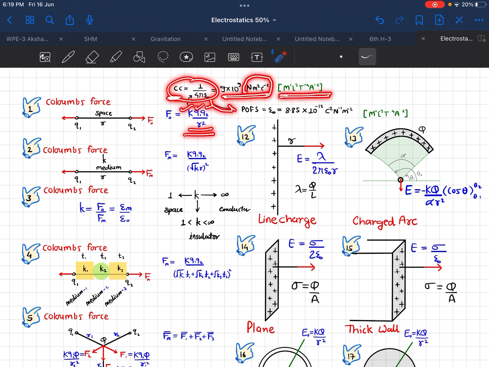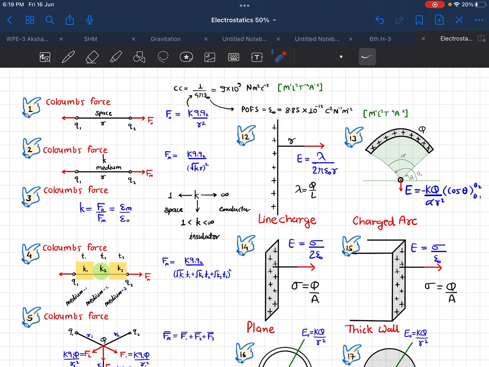And here epsilon naught is the permittivity of free space, whose value is 8.85 into 10 raised to minus 12 Coulomb square per Newton per meter square, and whose dimensions are M minus 1 L minus 3 T4 A2.